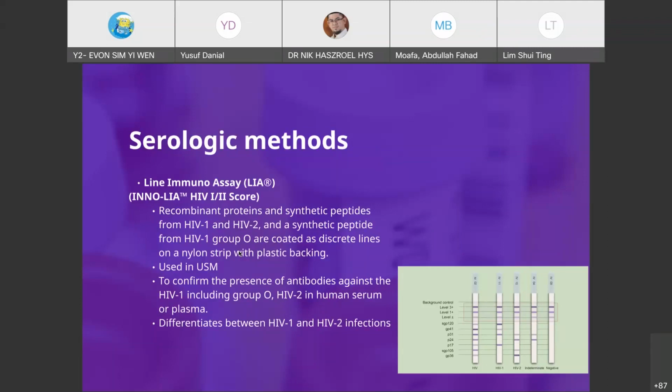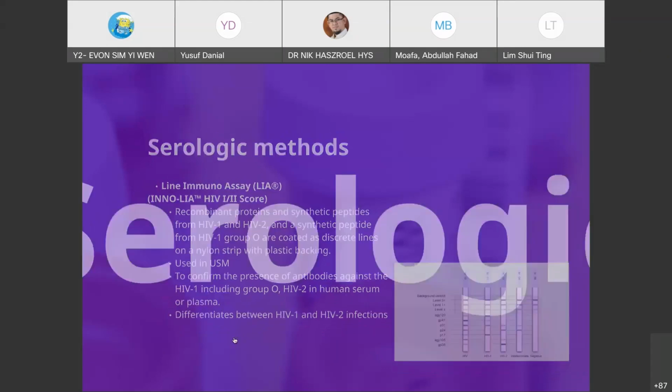They use recombinant proteins and synthetic peptides from HIV-1 and HIV-2, and a synthetic peptide from HIV-1 group O. And they're coated as discrete lines, you can see here, on a nylon strip with plastic backing. So this test is used in USM, and it's very good to confirm the presence of antibodies against HIV-1, including group O, and HIV-2 in human serum or plasma. So it's good to differentiate HIV-1 and HIV-2, and we'll talk about it more in the algorithm, because that's where you apply everything.